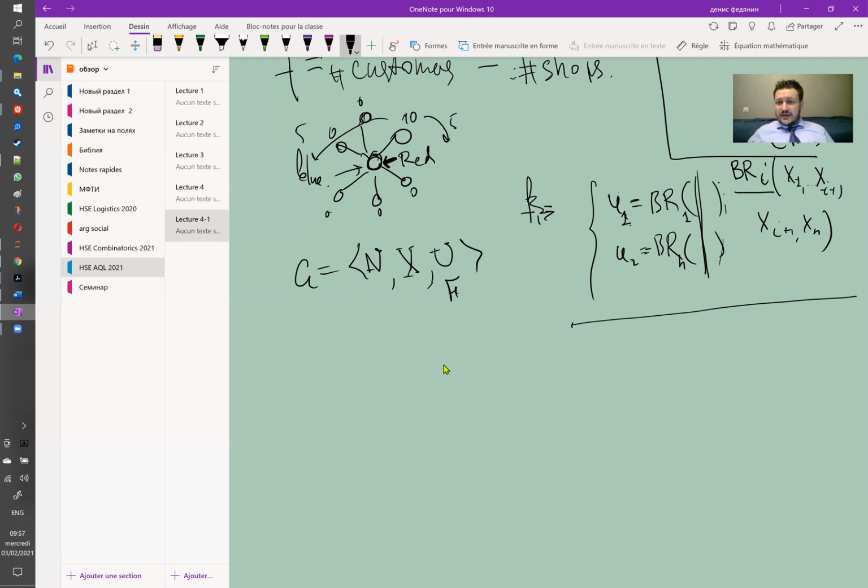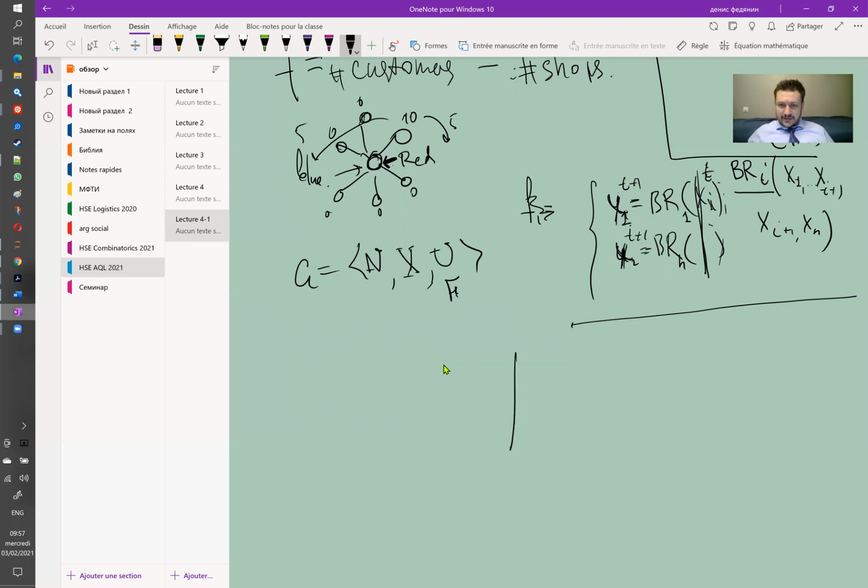Some Nash equilibrium can be found as a limit of a transformation. So we can say that we can put indexes here. It's strategies here for best response, and here we have strategies with previous index.